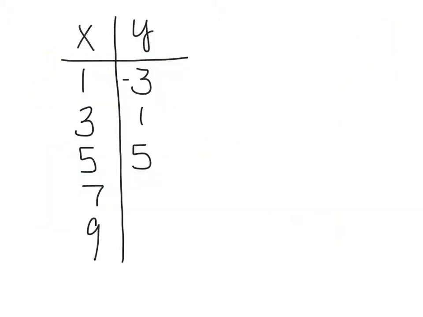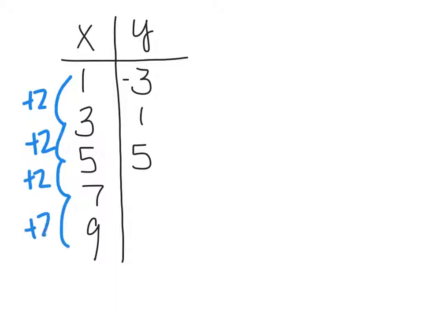So looking at this data table, I'm telling you it represents a line. So if it represents a line, then we need to figure out what its pattern is so we can finish the pattern. So notice your x's over here are going up by 2 every time. 1 plus 2 is 3, 3 plus 2 is 5, 5 plus 2 is 7, 7 plus 2 is 9.